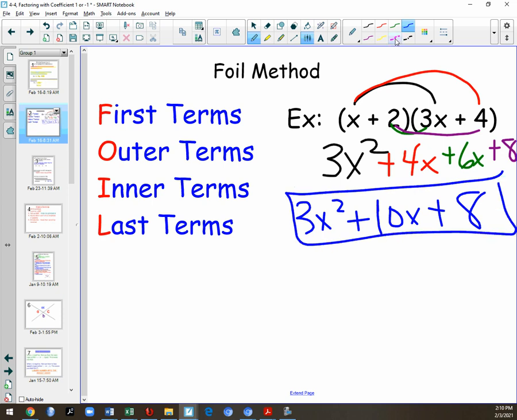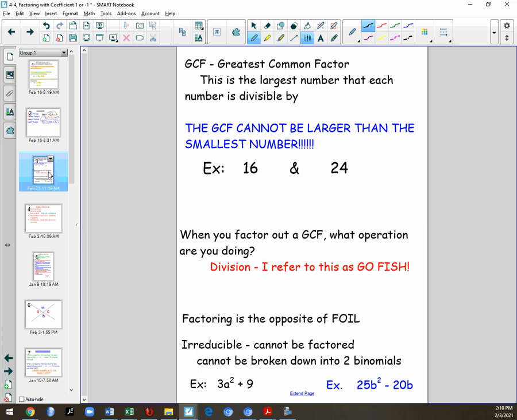This is what I'm giving you today, and your goal is to actually work up to the given information of x plus 2 times 3x plus 4. That's what our goal is today. So, very first thing you need to understand is the GCF. The GCF is the largest number that each number is divisible by. The GCF cannot be larger than the smallest number. What do I mean? Well, what I want you to do is find the GCF between 16 and 24. The GCF cannot be larger than the smallest number. So the smallest number up here is indeed 16.